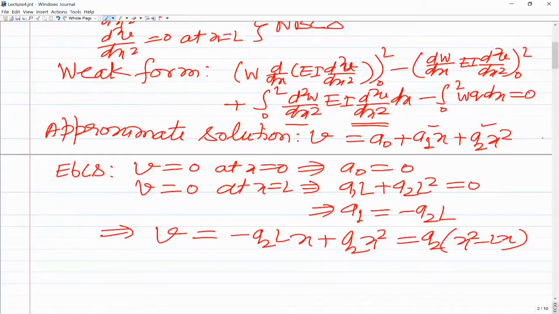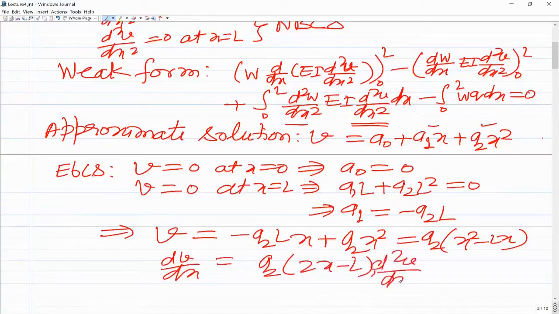Now we want to find out a2 by satisfying the weak form. So we will have to substitute this approximate solution in the weak form. So you need to differentiate this. The dv by dx from this expression would be a2 into 2x minus L, and d2v by dx square would be simply equal to 2a2.